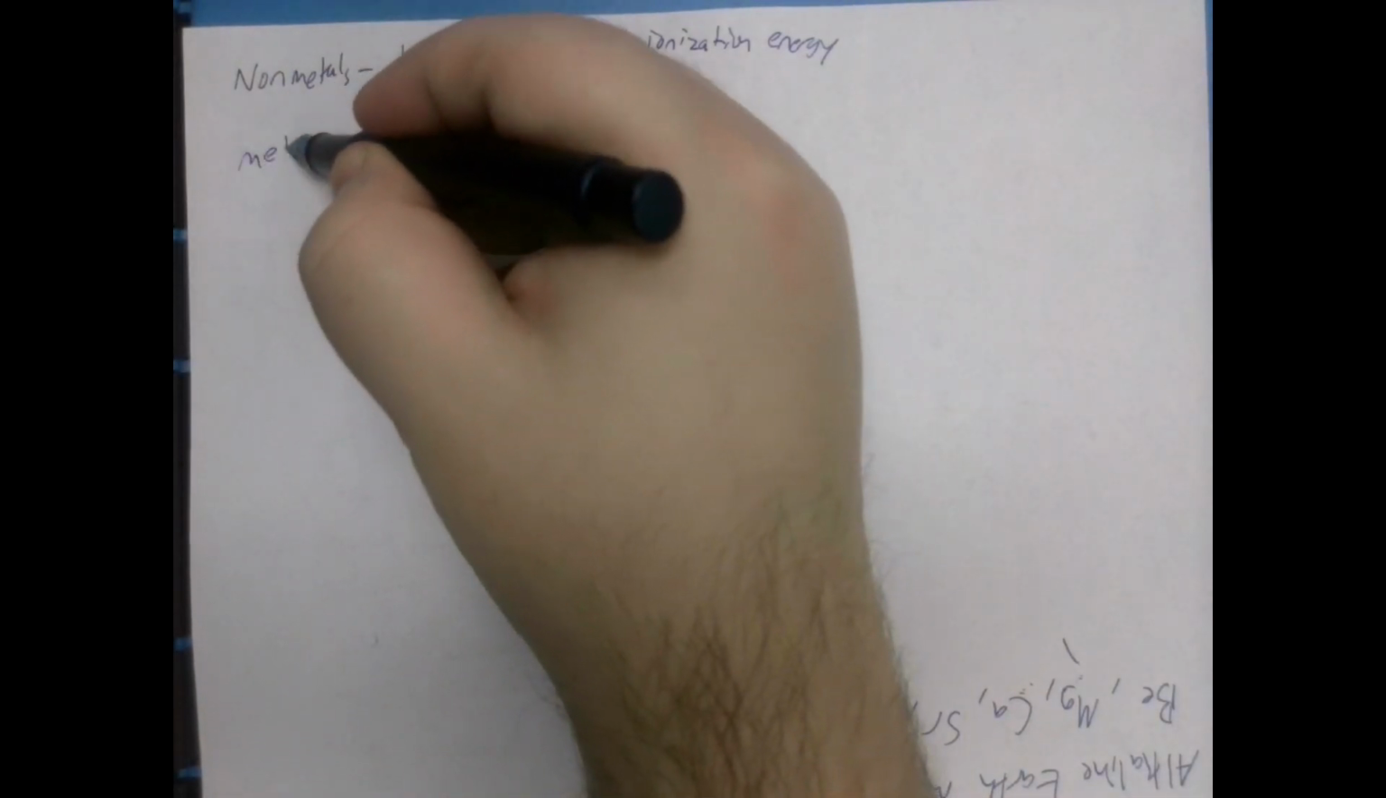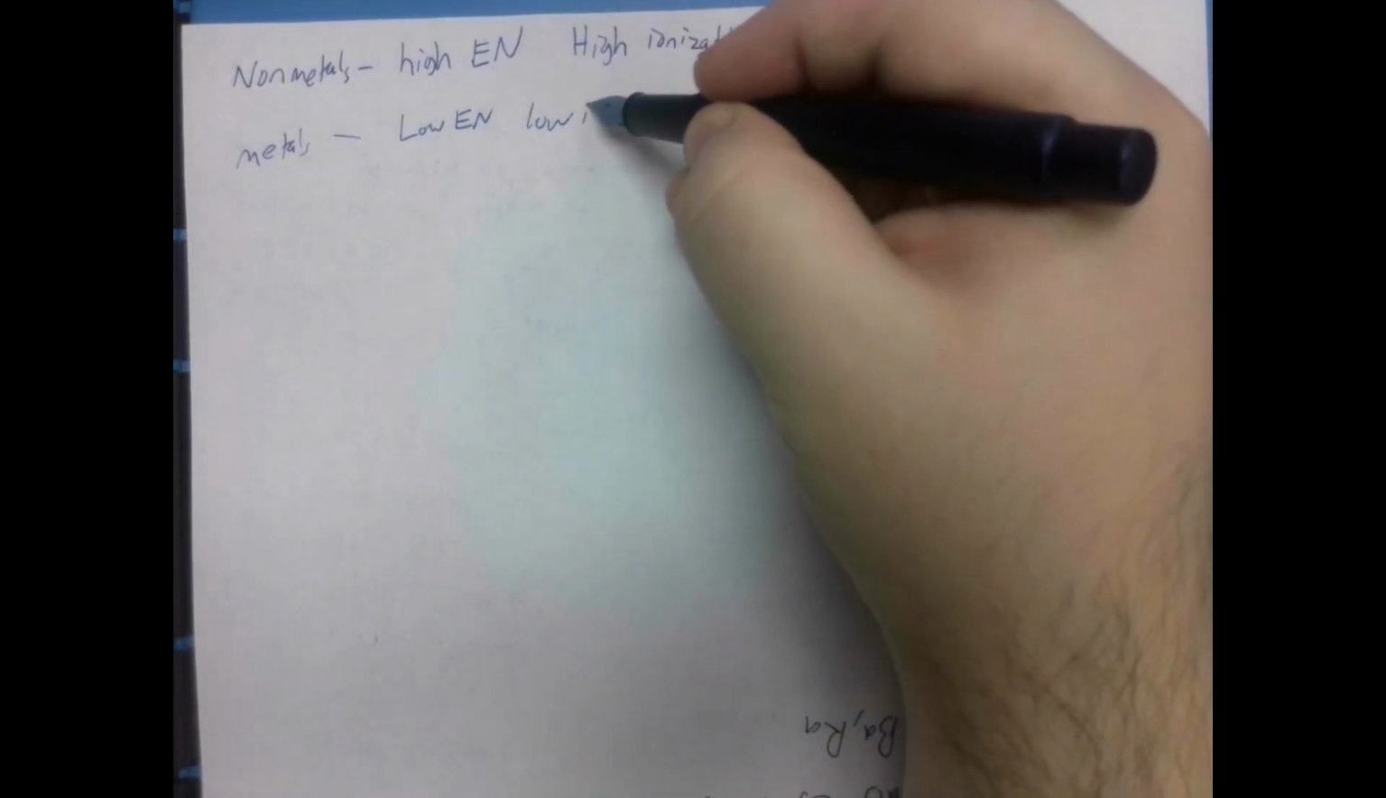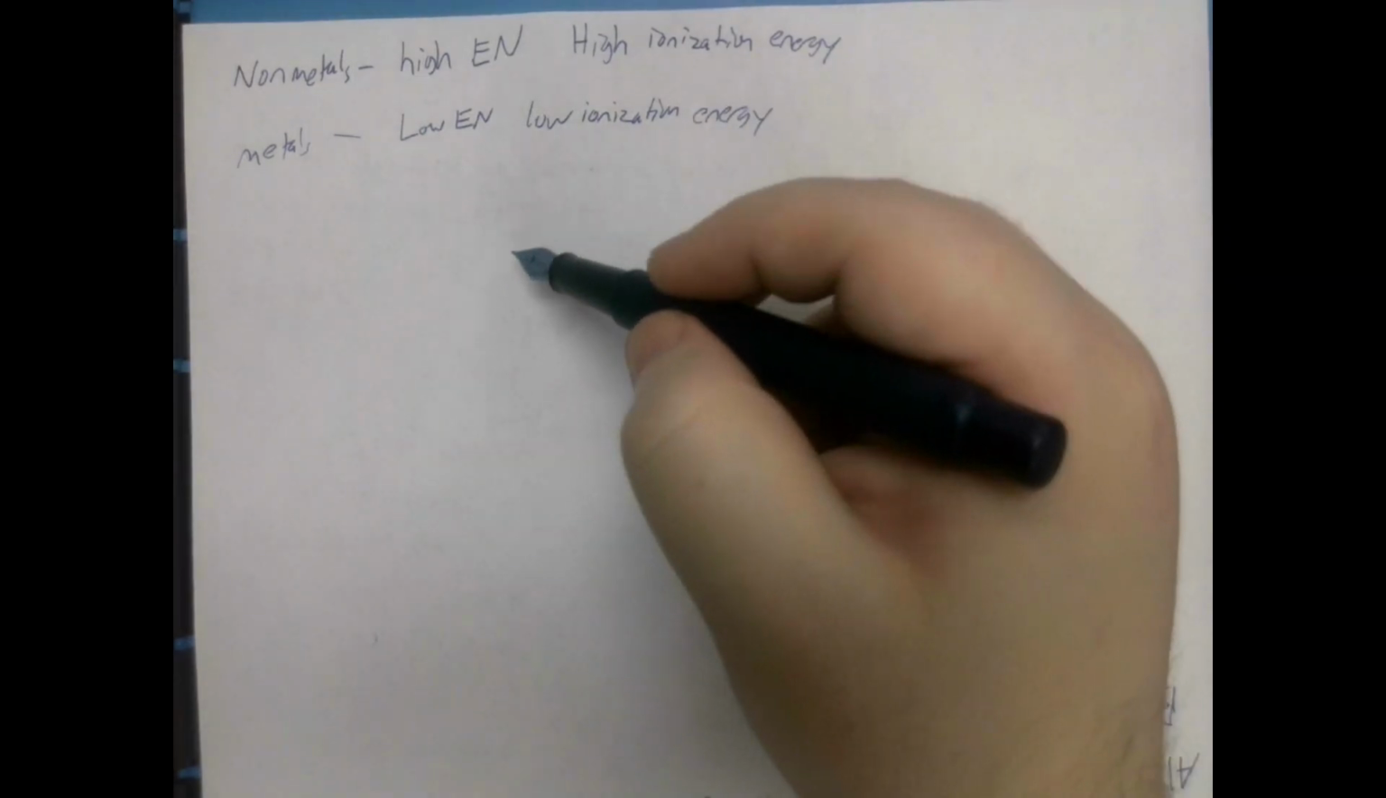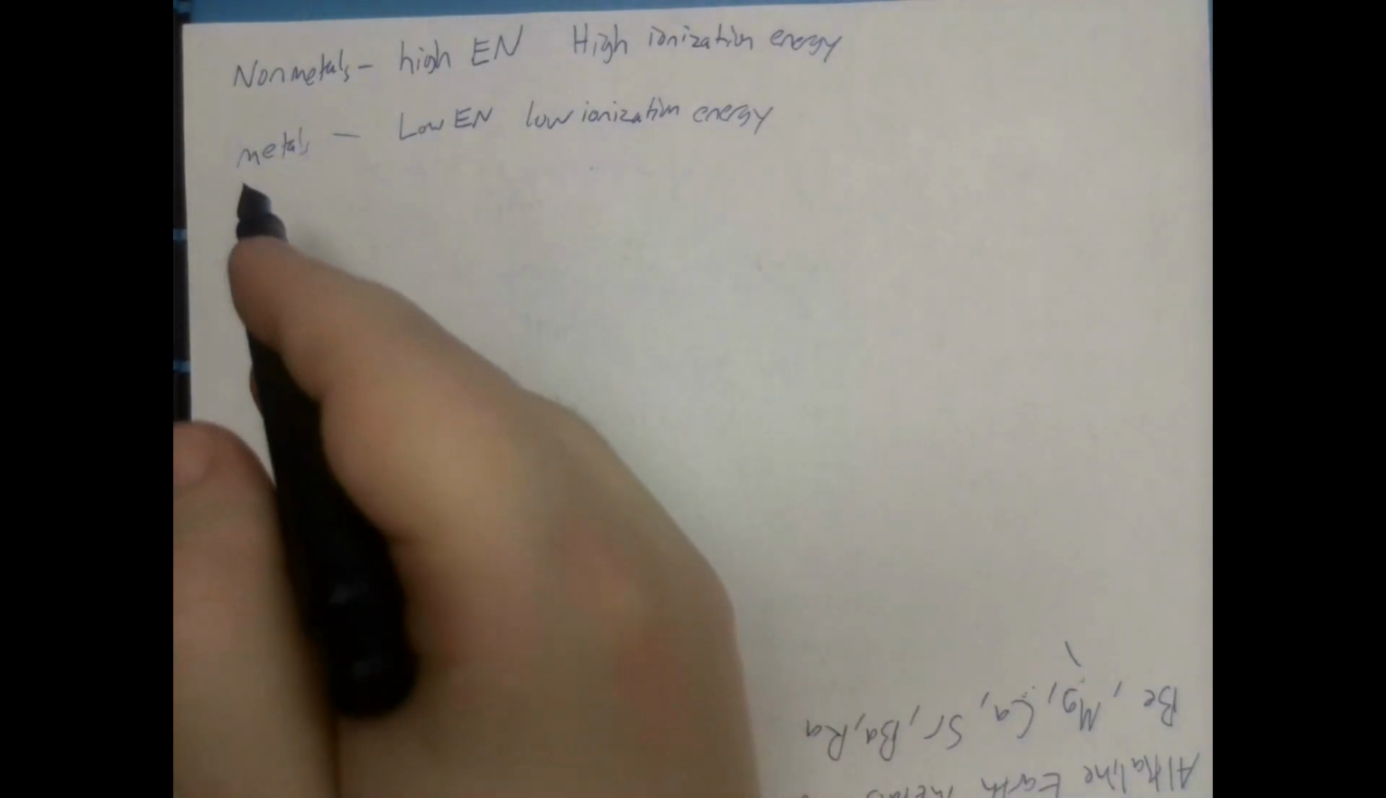While metals have the opposite, low electronegativity and low ionization energy. They like to keep to themselves and share their electrons. As long as a non-metal doesn't come and steal some electrons from metals, metals usually aren't very reactive. At least amongst themselves.